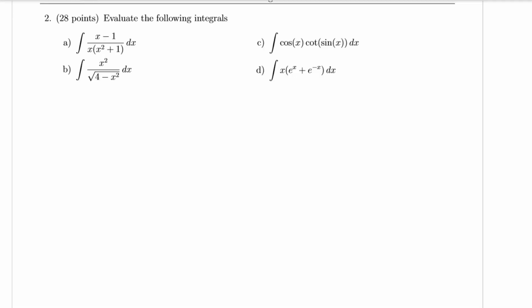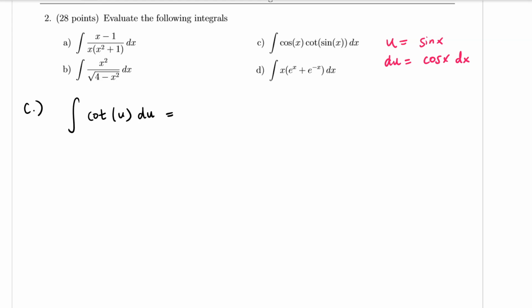All right, let's move on to part C. So we have the integral of cosine of x times cotangent of sine of x dx. And here what we're going to do is use u substitution. I'm going to let u equal sine of x, and if I do that, then du will equal cosine of x dx. And I can rewrite my integral as cotangent of u du.